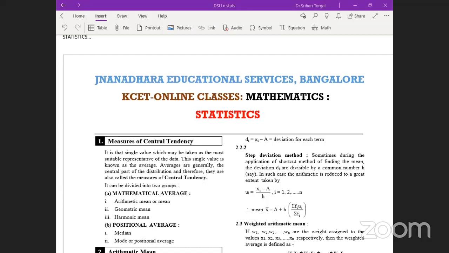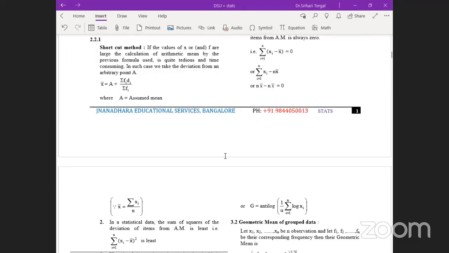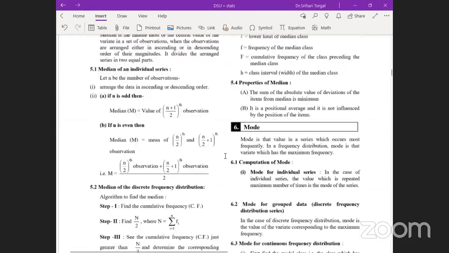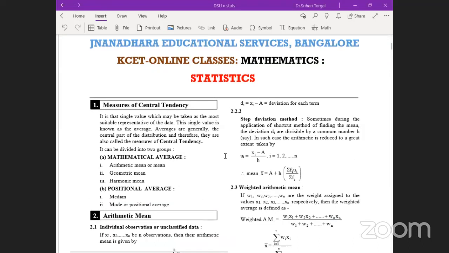The weightage of the topic is one question in Karnataka CET. We'll go through some synopsis, then we'll go to the problems. The weightage of the topic is one question, and every year, one question has appeared, right?